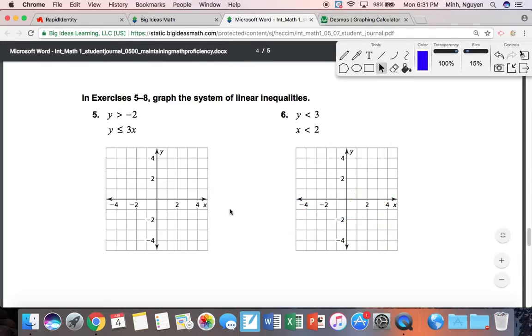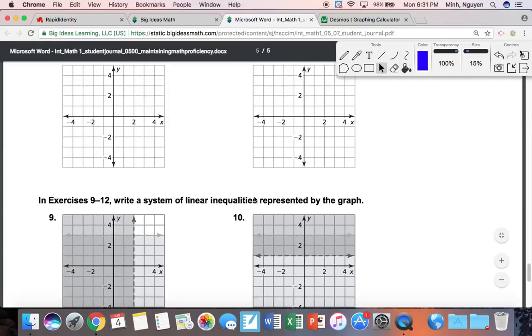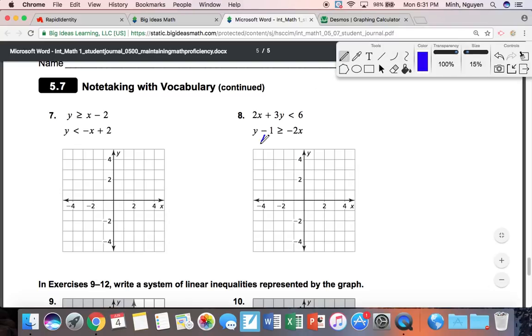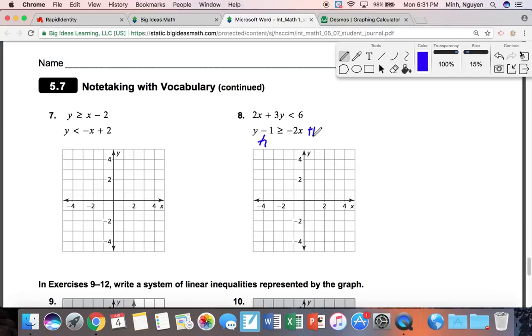Alright guys, let's see here. Same thing, except before you graph, get y by itself. So this is y is greater than or equal to -2x plus 1. Subtract 2x and divide by 3. So I'll have -2/3 x plus 2. That is this one, just transformed, just isolated with y. And this is that. So again, make sure you graph each line correctly, graph each inequality correctly, and then shade the overlap.